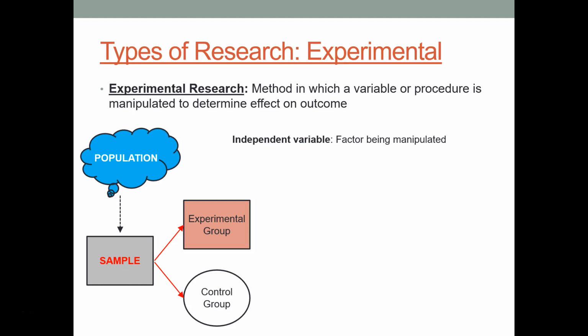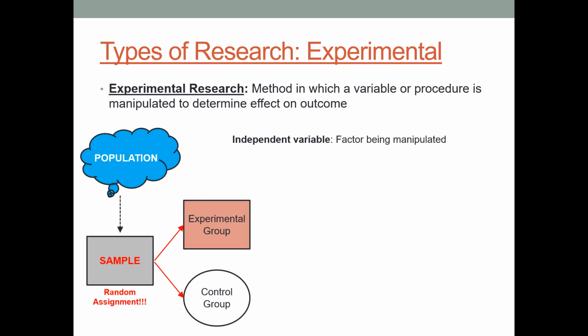Okay, and the difference between those two groups is going to be my independent variable. Independent in that it's not dependent on anything except for me saying that this group gets this thing, that group gets that thing. Okay, so our independent variable in an experimental study is the thing that we're manipulating. All right, and we'll go through examples of this in a moment.